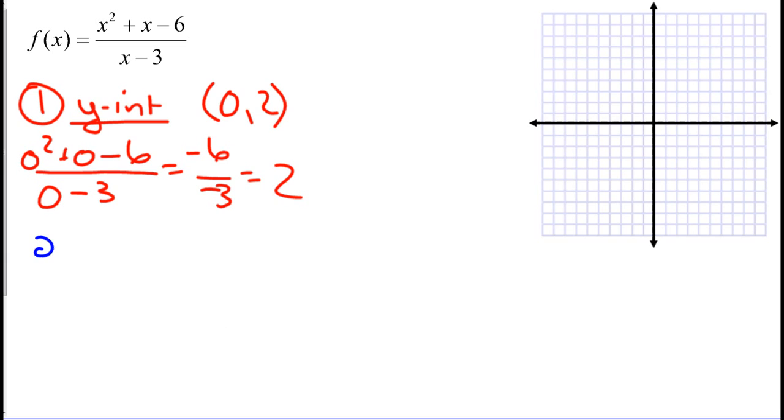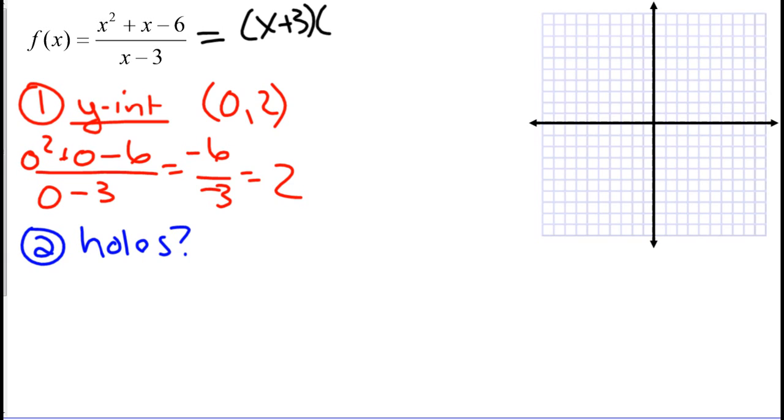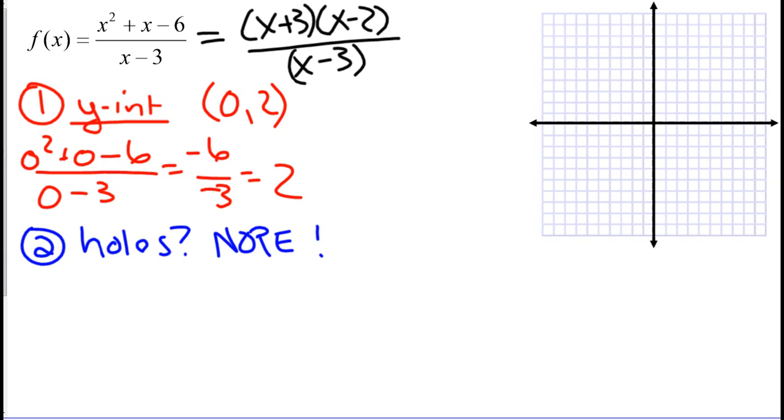Second, do we have any holes in the graph? Again, we have to make sure that this is factored so we can see. I need two numbers that when I multiply them, I get a negative 6, and when I add them, I get a positive 1. Those two numbers are positive 3 and negative 2, so it factors as (x plus 3)(x minus 2), and of course that's over x minus 3. Now, nothing is going to cancel, so there are no holes. That's a big old nope.